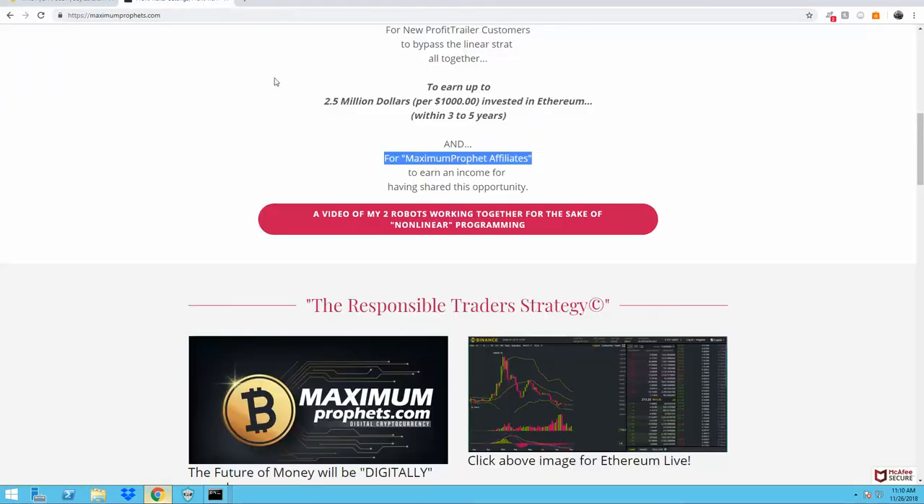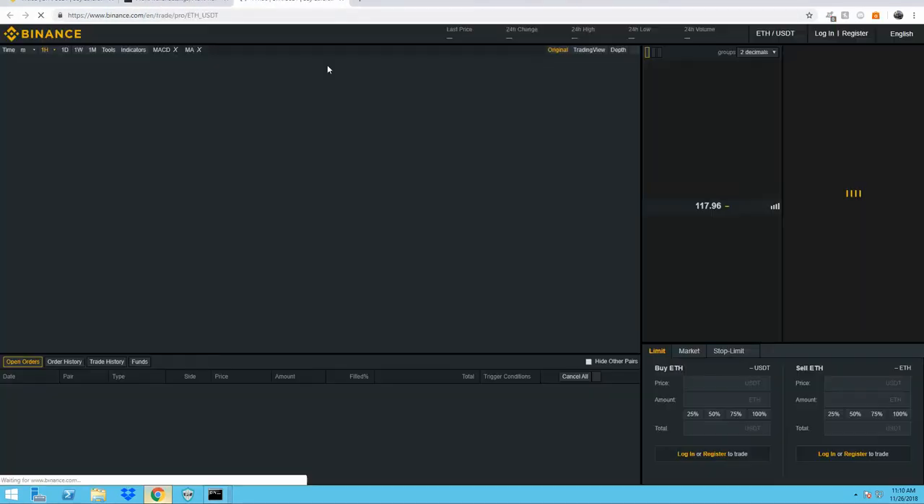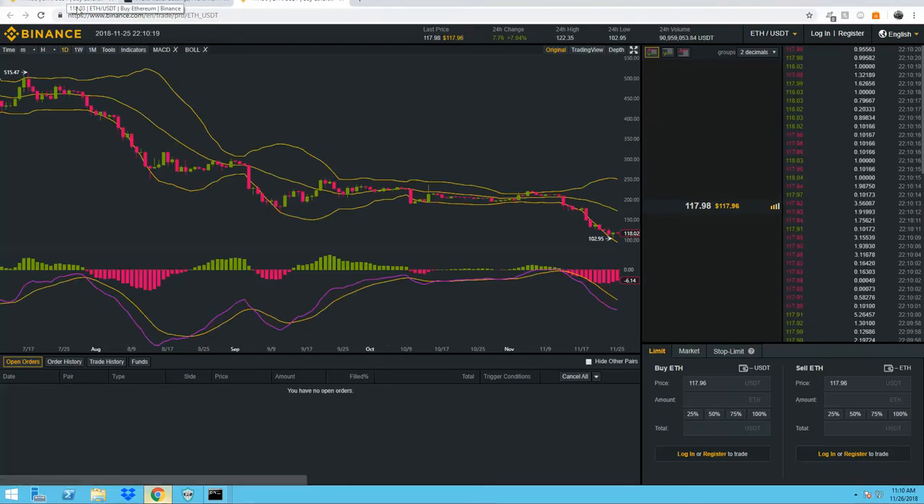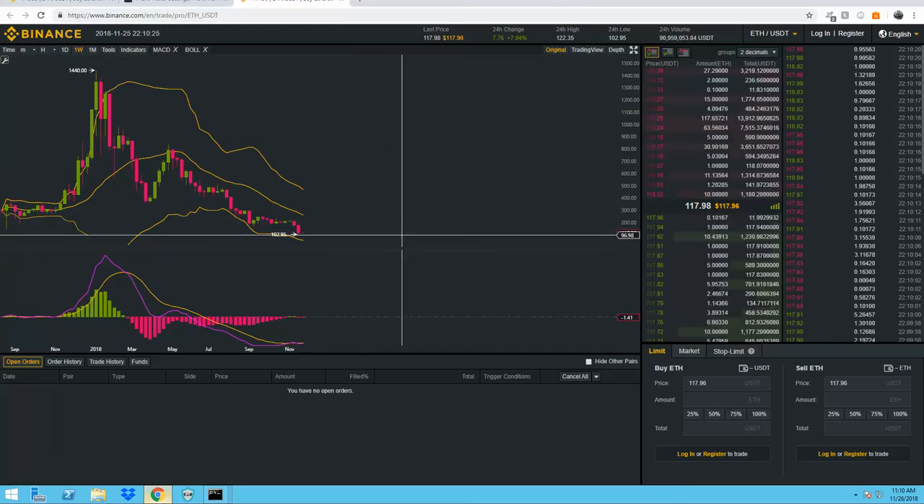Okay, close that one out. There we are. All right, and this one here, when you click on this one, brings you to Ethereum Live. This is what we saw a moment ago. This is the chart on the 1 day. Click on 1 week for Ethereum. This is where we're at.